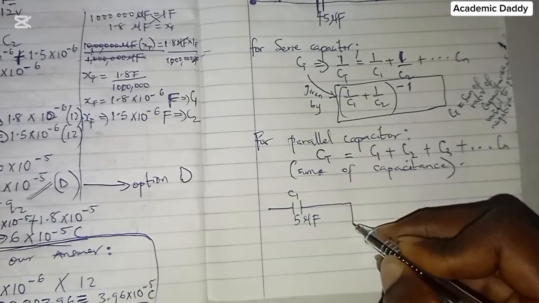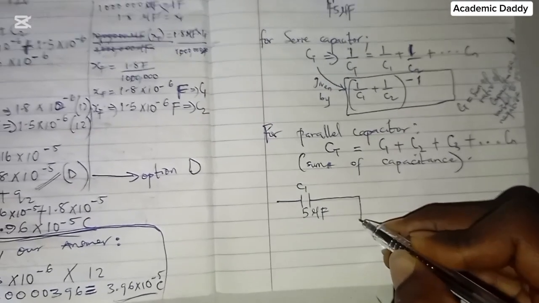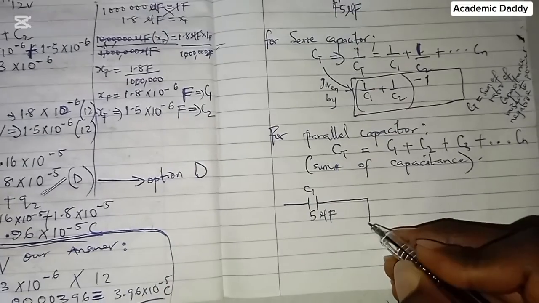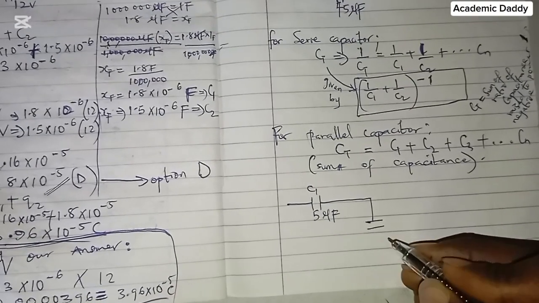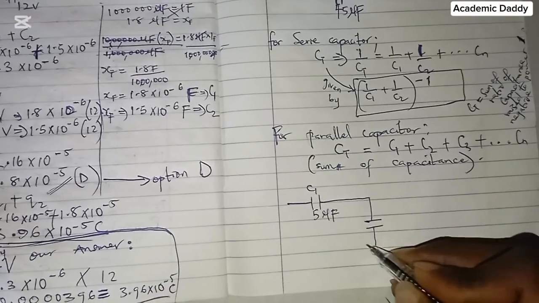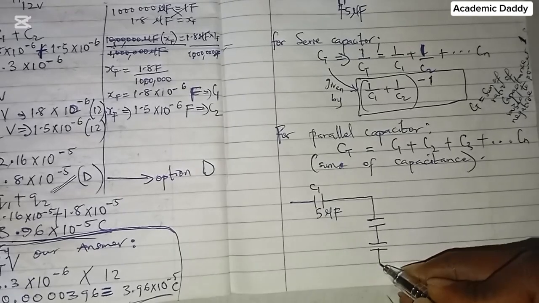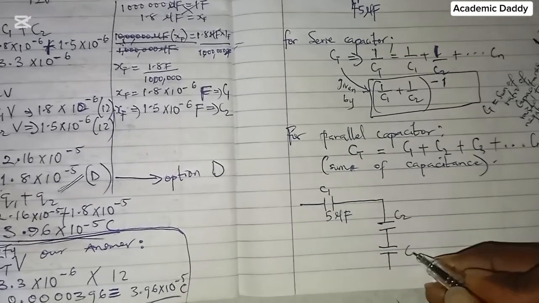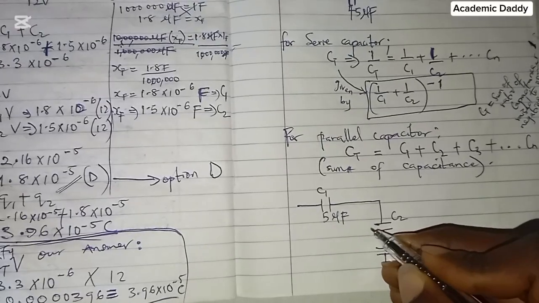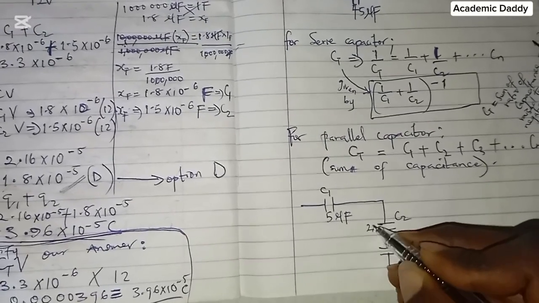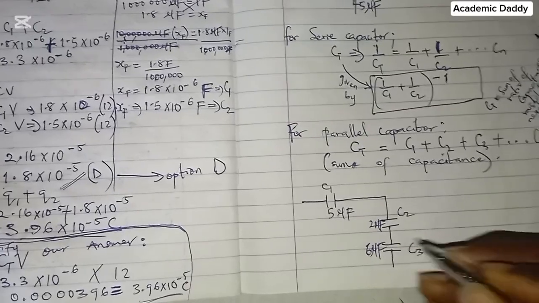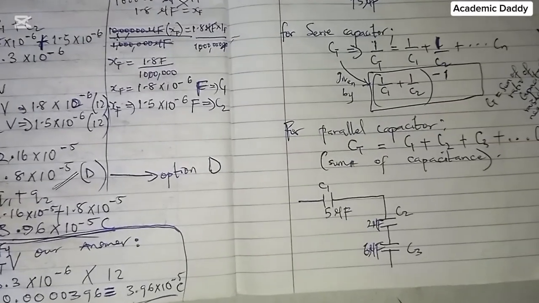Then this is in series with this and with this as well. So you need to know, let me call this one C2, let me call this one C3. This is 2 microfarad and this is 6 microfarad. So it's in series with it.